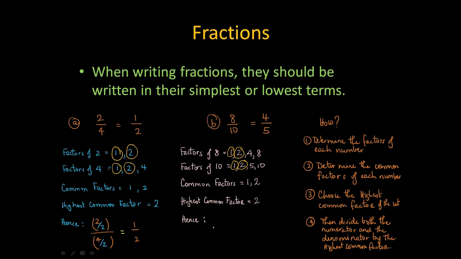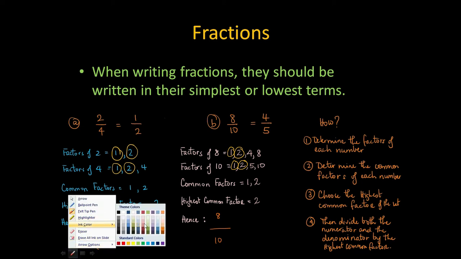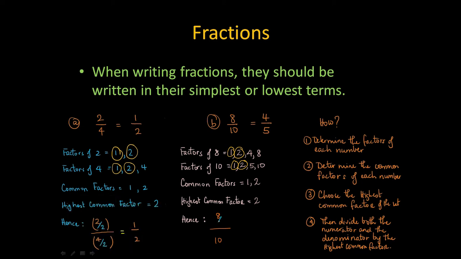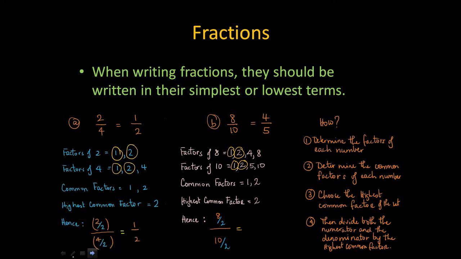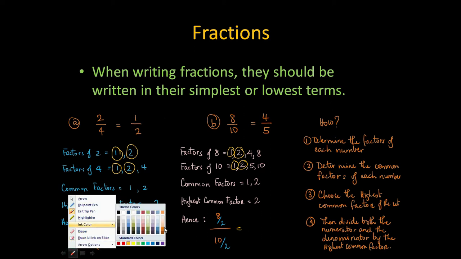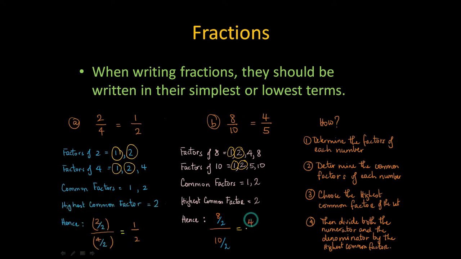Hence, if we write back our numbers, we'll write it like 8, and I'll put a fraction bar here, and 10. And then using a blue color, that's 8 divided by 2, and 10 divided by 2. And that, of course, will give us 4/5, because 8 divided by 2 is 4, and 10 divided by 2 is 5. See? So we got 4/5.